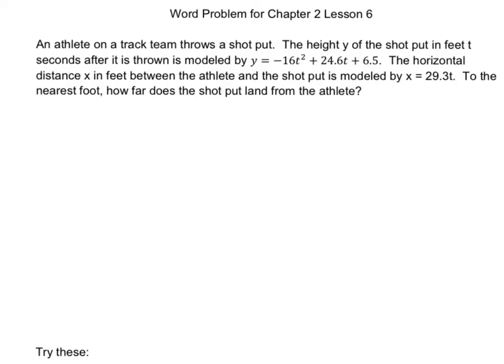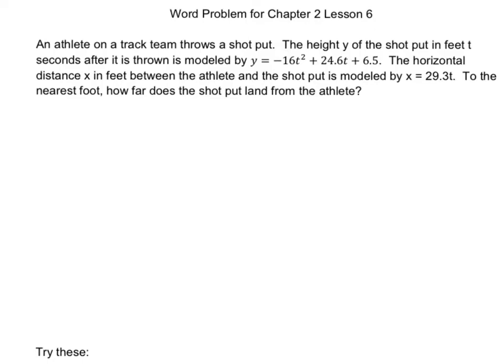So, an athlete on a track team throws a shot put. The height y of the shot put in feet t seconds after it is thrown is modeled by y equals negative 16t squared plus 24.6t plus 6.5. The horizontal distance x in feet between the athlete and the shot put is modeled by x equals 29.3t. To the nearest foot, how far does the shot put land from the athlete?